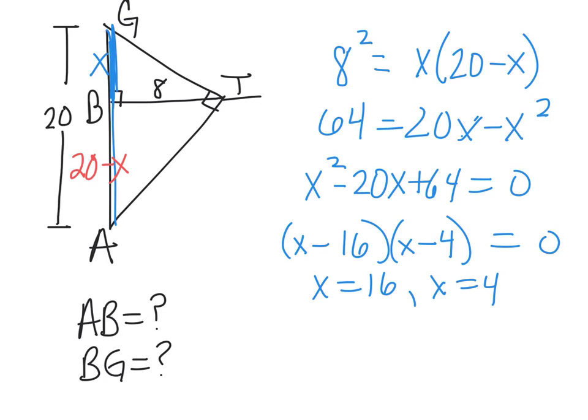So what could AB be? Well, if AB is x, AB could be 16 or 4, meaning that if AB was 16, then BG would be 4, or 16. So either one could be 4 or 16.